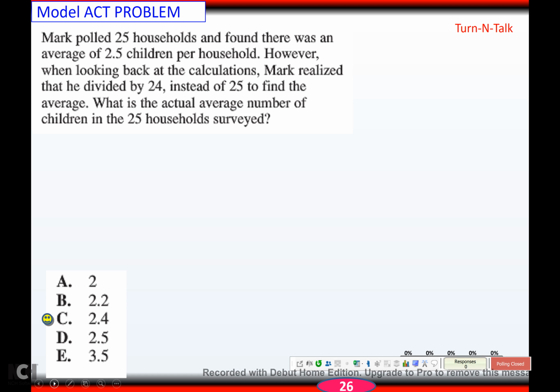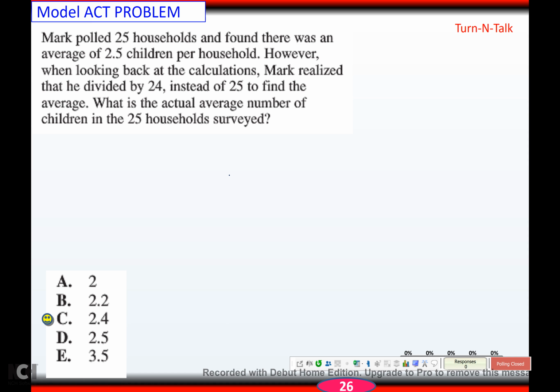All right, Mark pulled 25 households and found there was an average of 2.5 children per household. However, when looking back at the calculations, Mark realized that he divided by 24 instead of 25 to find the average. What is the actual average number of children in the 25 households surveyed?